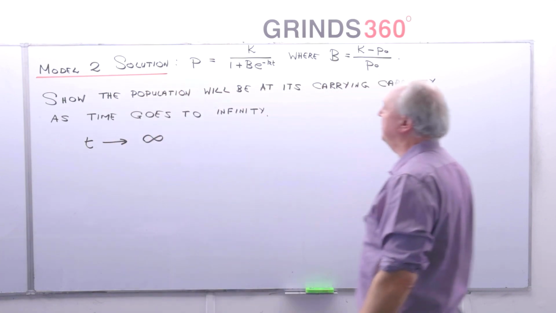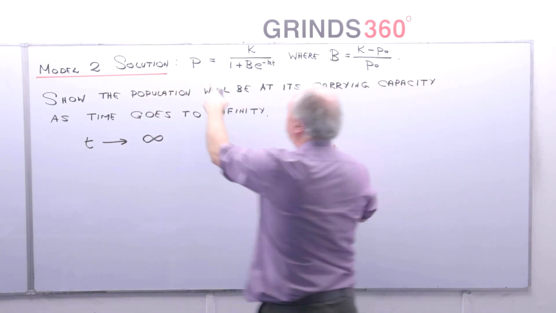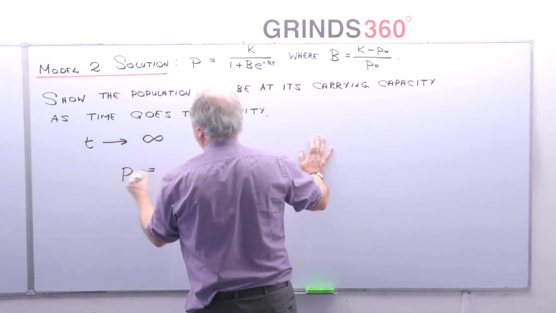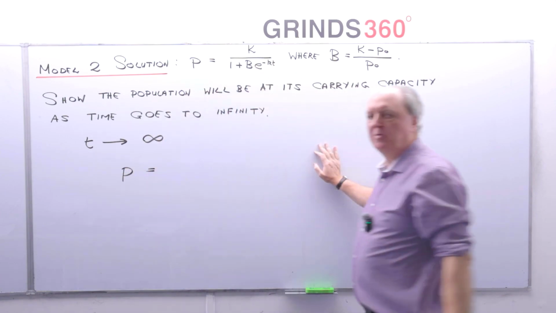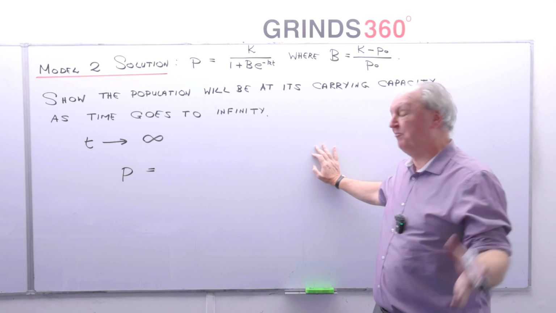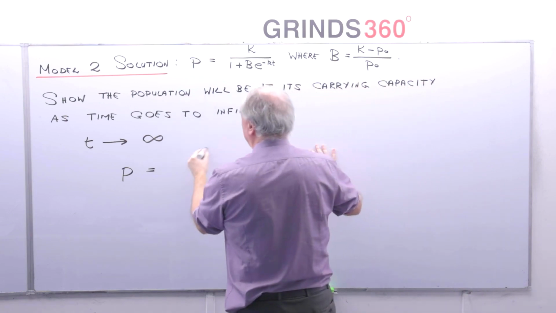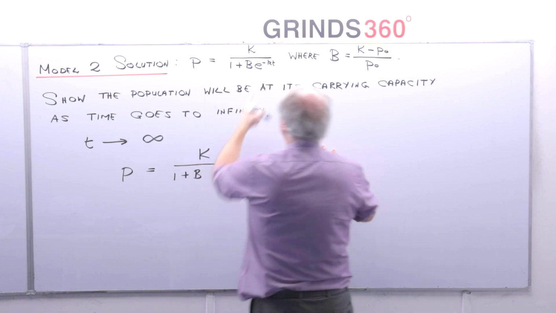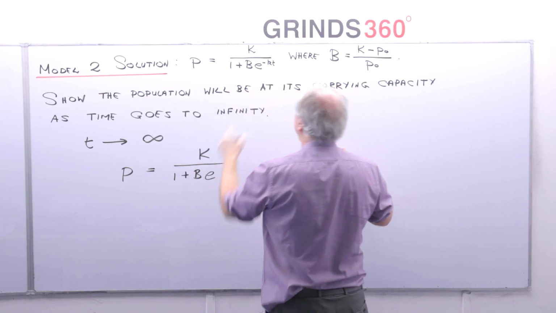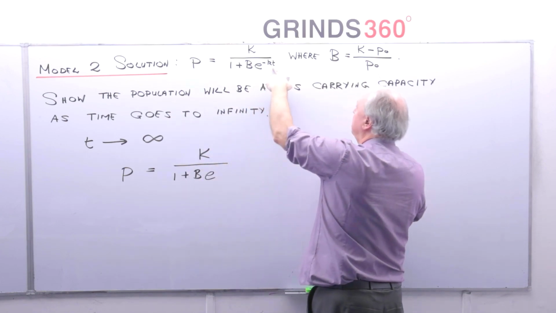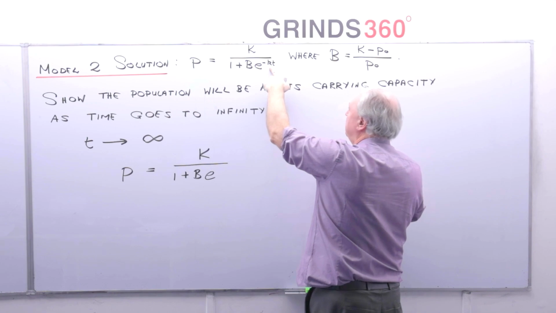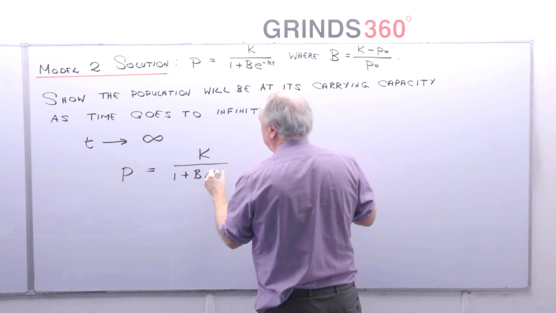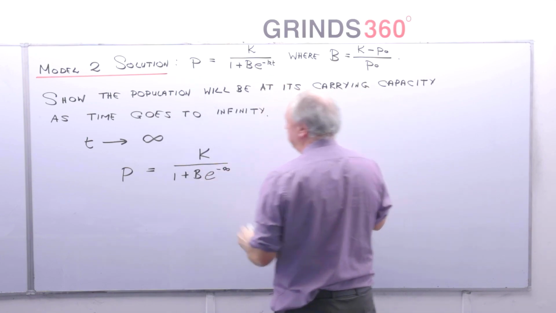There's a symbol for infinity. So therefore, what will the population be? The population P will be K. Well, what's our carrying capacity? That is 12 billion. So it's K divided by 1 plus B times e to the power of, so t is infinity. Multiply that by k. Well, it's still infinity. So I get minus infinity.